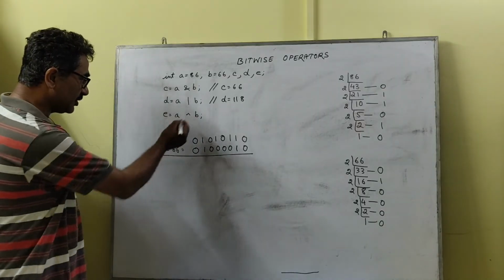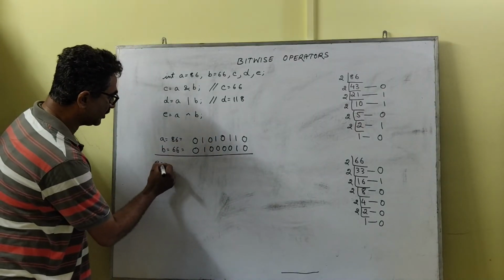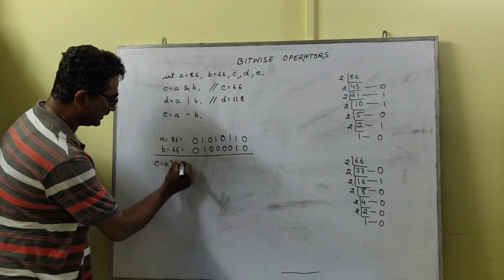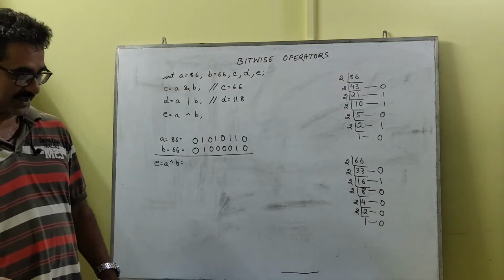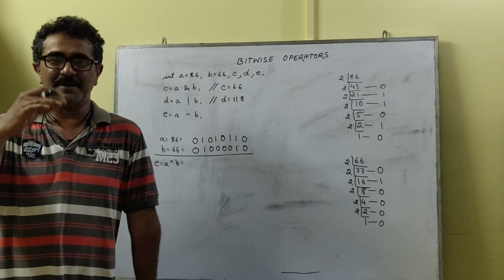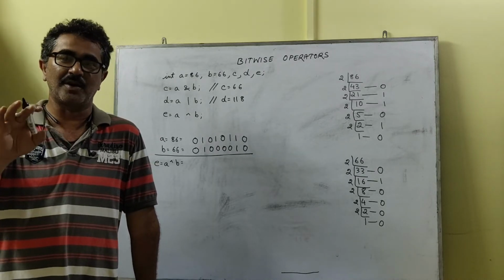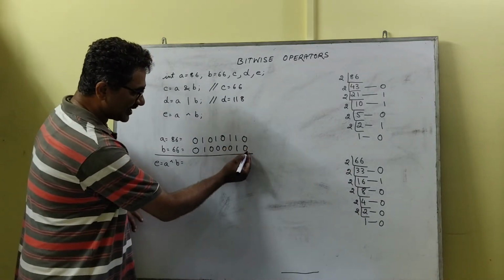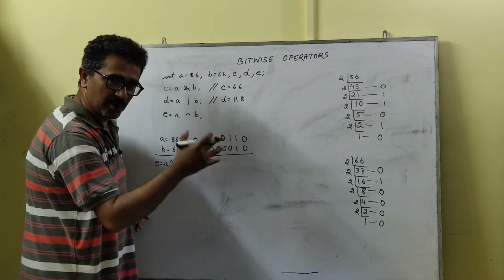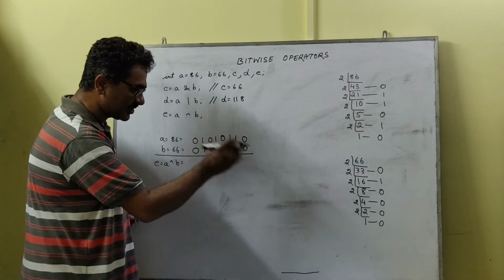Okay. Now we are going to do the XOR operation. So E equals A XOR B. Now in an XOR operation, this is very interesting. If both the bits are the same, then the resultant is 0. Otherwise the resultant is 1. Now see over here, it doesn't matter whether it is 0 or 1. If both the bits are the same, the resultant is always 0.